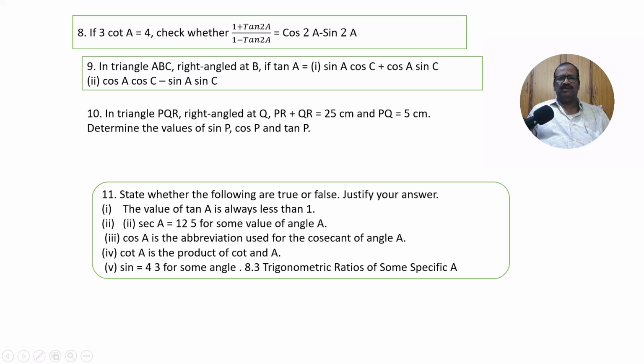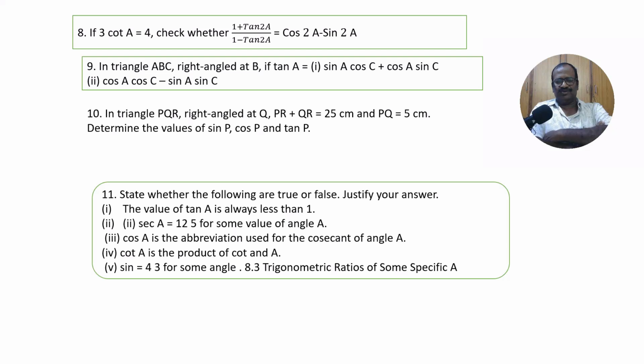One is 5, the other one is PR plus QR is equal to 25. So PR will become 25 minus QR. Substitute that and we get the answer. The last one is state whether the following are true or false. Justify your answer. The value of tan A is always less than 1.